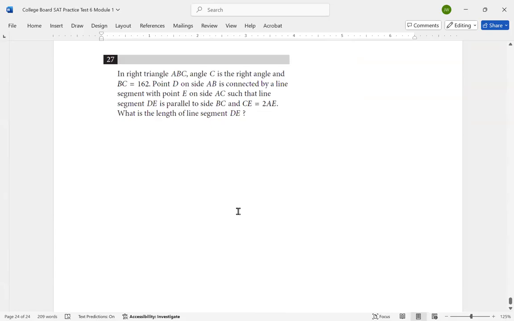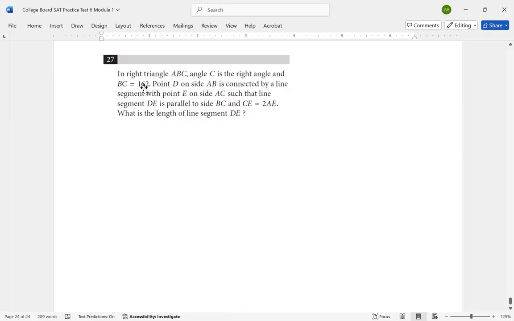Question 27. In right triangle ABC, angle C is the right angle, and BC is 162. Point D on side AB is connected by line segment with point E on side AC, such that line segment DE is parallel to the side BC, and CE is equal to 2 times AE. What is the length of line segment DE?